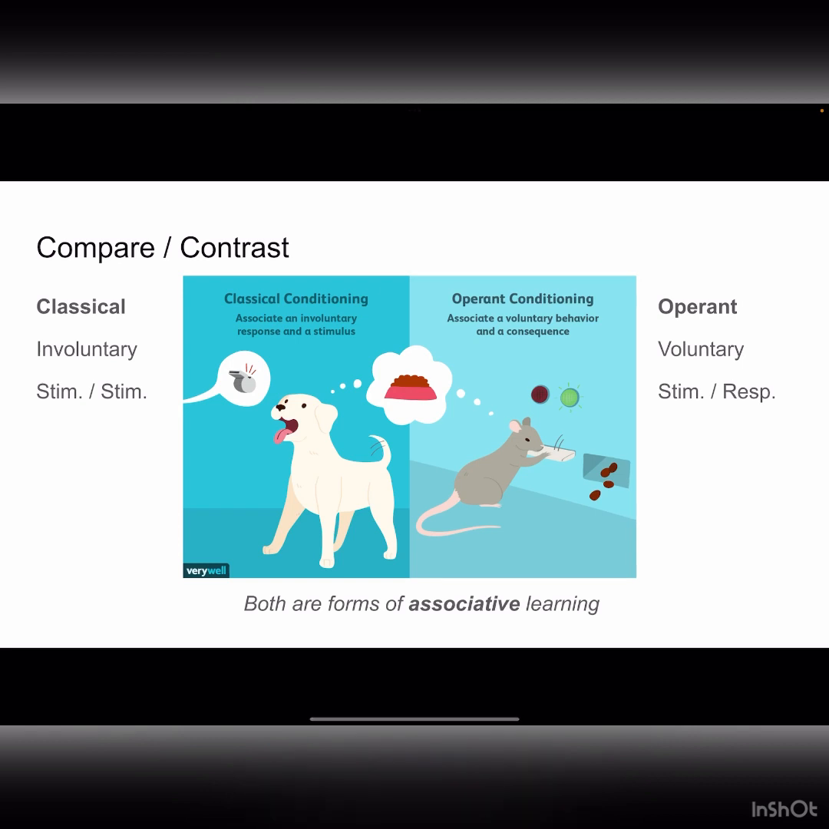Here are the key differences between the two types of conditioning. While operant conditioning is voluntary, classical conditioning is involuntary. And while operant conditioning focuses on the association between stimulus and response, classical conditioning focuses on the association between two different kinds of stimuli. Finally, in the end, both types of conditioning are forms of associative learning.